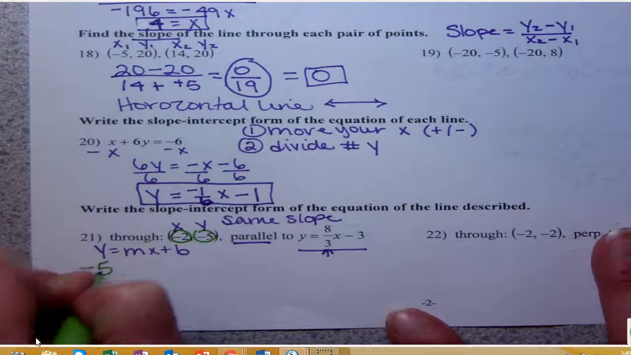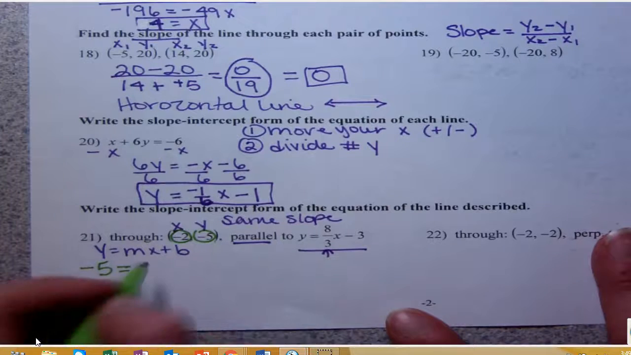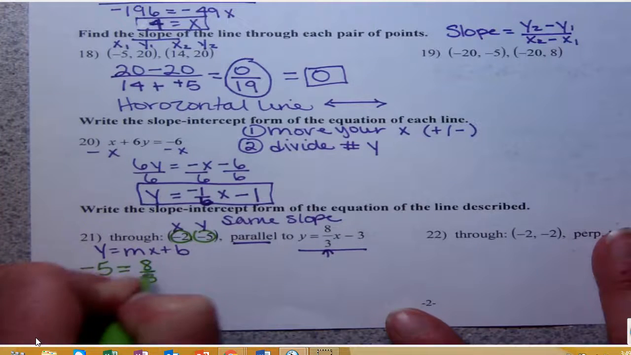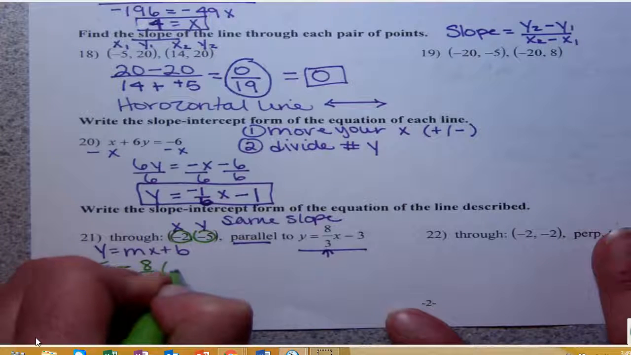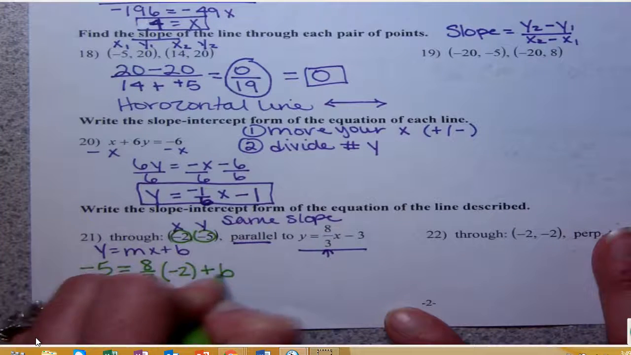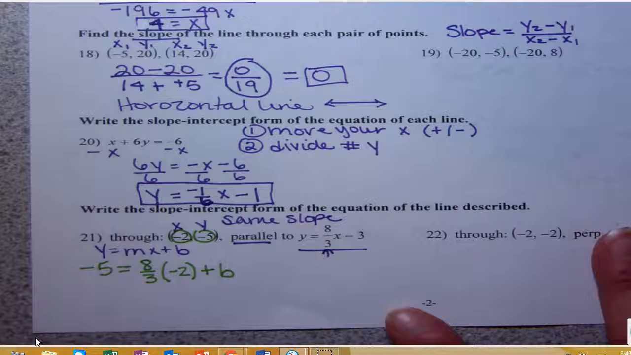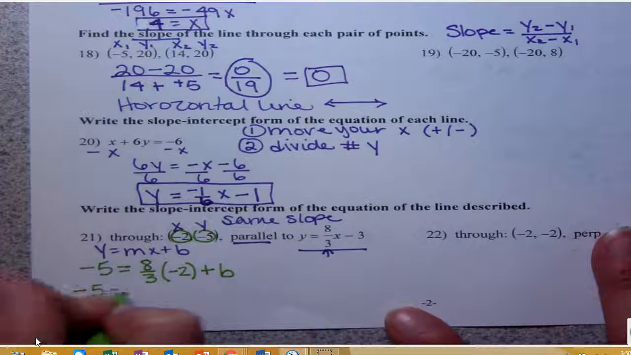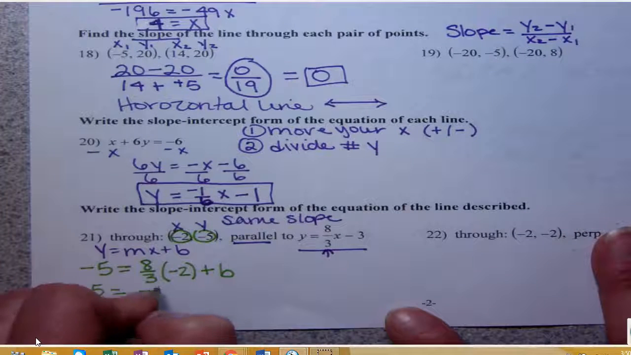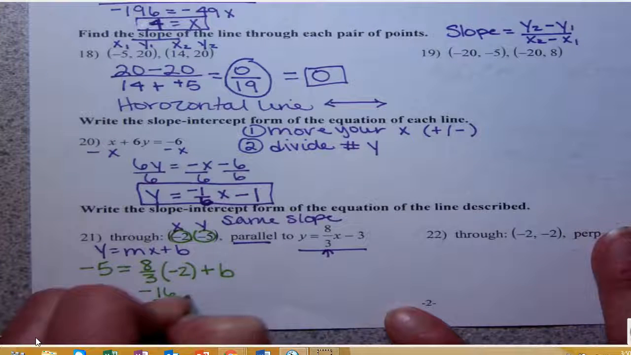So I'm going to basically plug these numbers into my x and my y. I'm going to have negative 5 as my y. And I know I need to have the same slope, so it's going to be 8 divided by 3 as my m, and negative 2 as my x. Now the one variable that we don't know is the b. So I need to figure out what the b is going to be, what the y-intercept will be in this new equation, and multiply everything out. Now you can do it in fractions or in decimals. I prefer fractions, so I multiply negative 2 times 8 and I get negative 16 over 3 plus b.